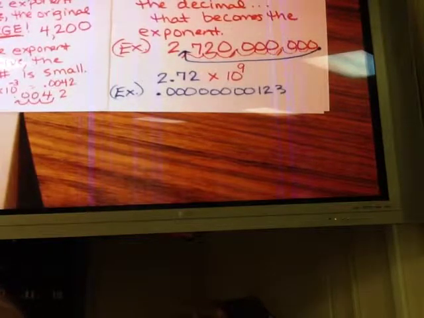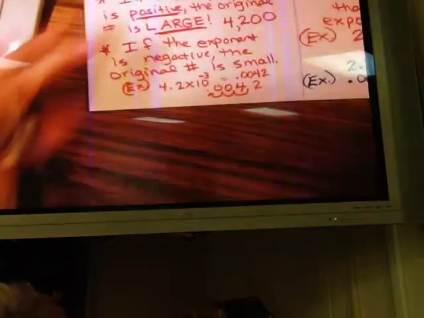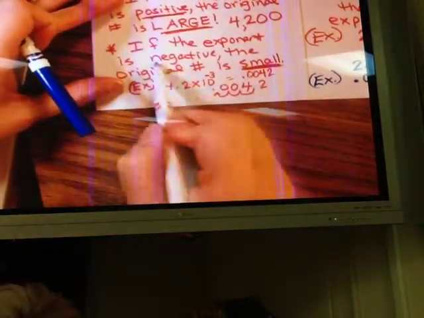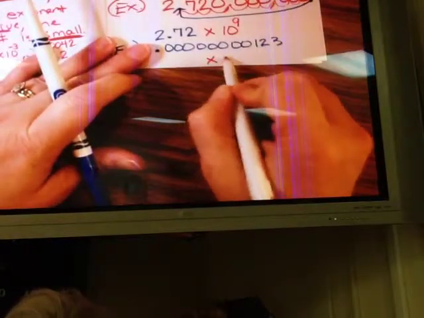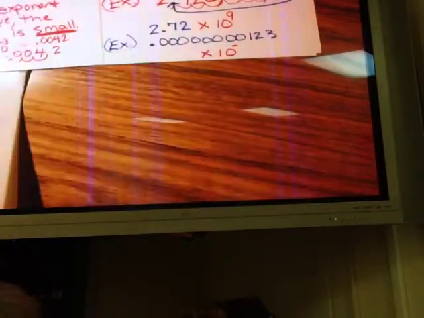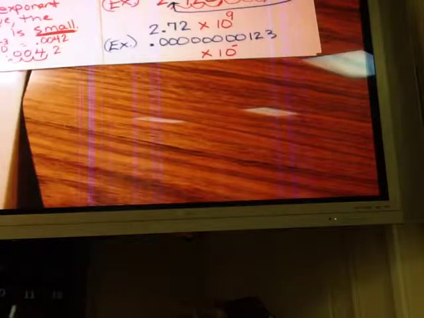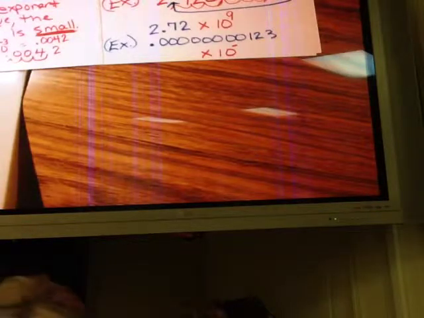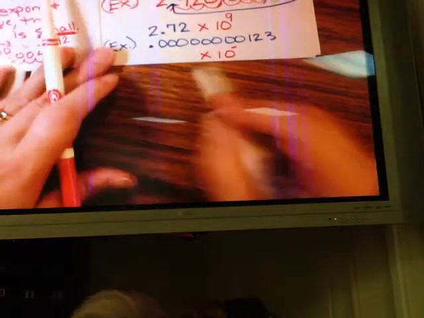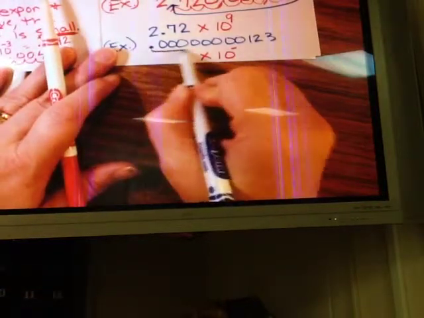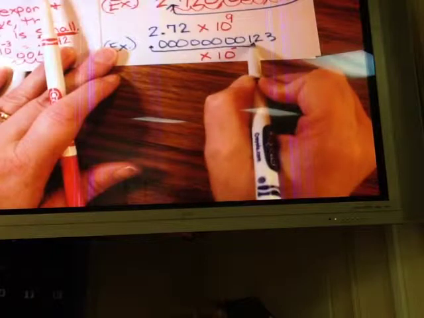So what kind of exponent are you going to have with a very small number? Yes, small numbers get negative exponents. So I can fix this. I know it's going to be times 10 to the negative something. That's all I know so far. Let's go through our steps. Step 1 says move the decimal to make it a number between 1 and 10. So I'm going to move it, move it, move it. Here's where I should move it.